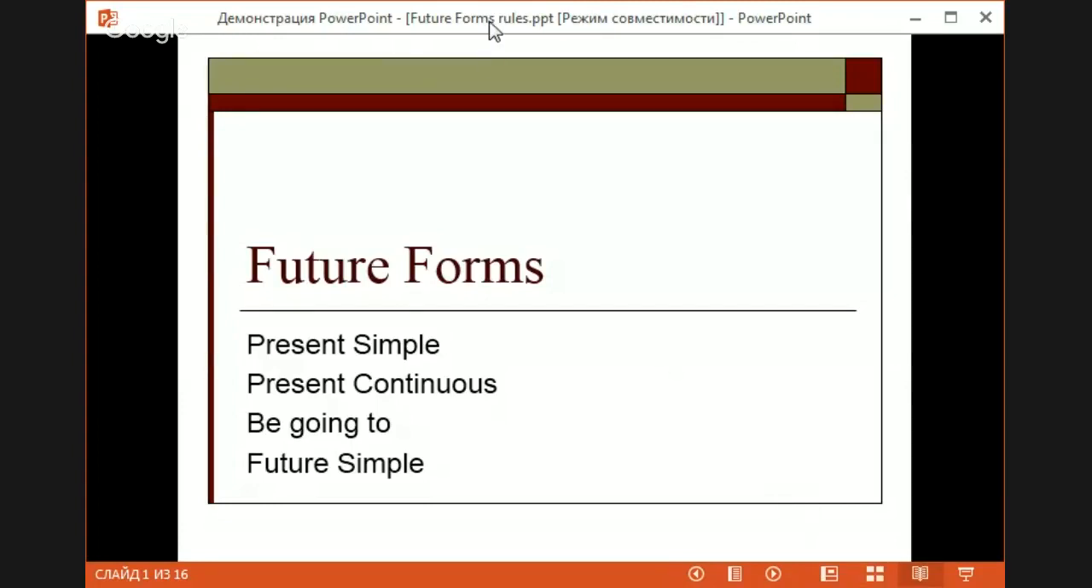Okay, fine. So, as you can see, the topics that we will discuss are present simple, present continuous, to be going to, and future simple. I will start with the first one. This is going to be present simple.